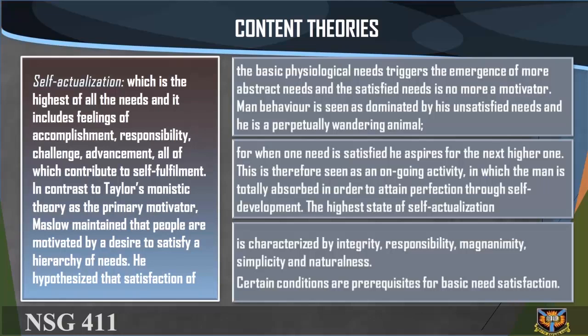He hypothesized that satisfaction of the basic physiological needs triggers the emergence of more abstract needs, and the satisfied need is no more a motivator. Man's behavior is seen as dominated by his unsatisfied needs, and he is a perpetually wanting animal. For when one need is satisfied, he aspires for the next higher one. This is therefore seen as an ongoing activity in which man is totally absorbed in order to attain perfection through self-development.